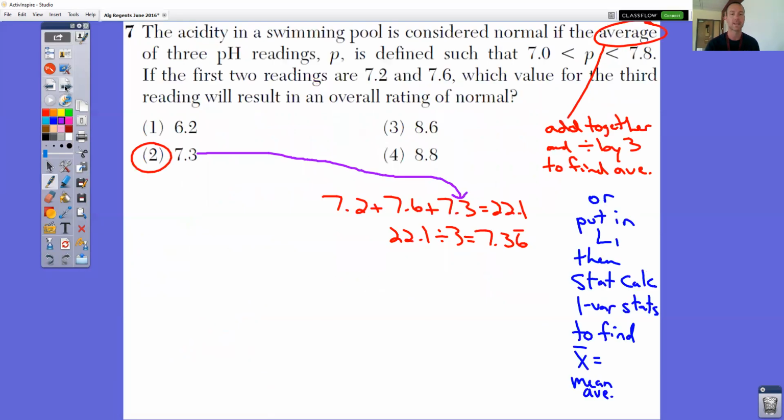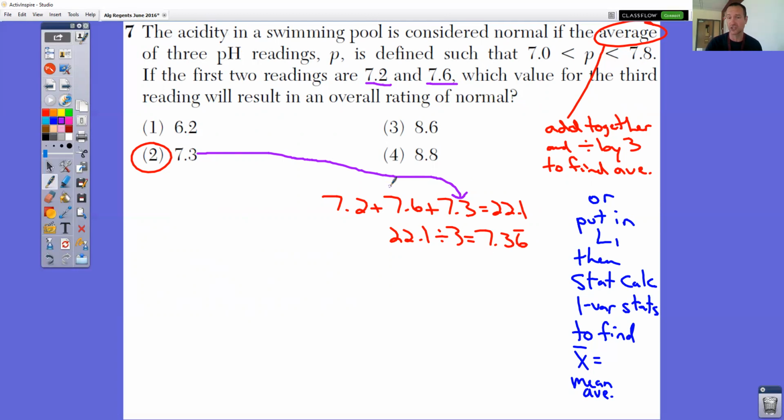each time. In question number 7, this one's a little bit tricky as well. The acidity in swimming pools is considered normal if the average of the 3 pH readings is in between 7 and 7.8. If the first 2 readings are 7.2 and 7.6, which value, when we average those 3 numbers together, will result in an average rating of normal? So which one will give you the average in between 7 and 7.8?